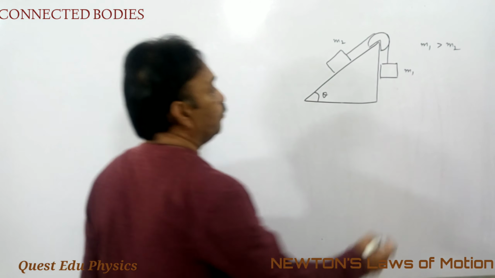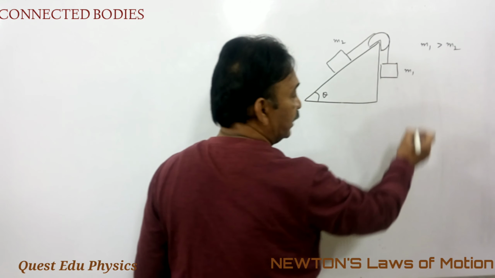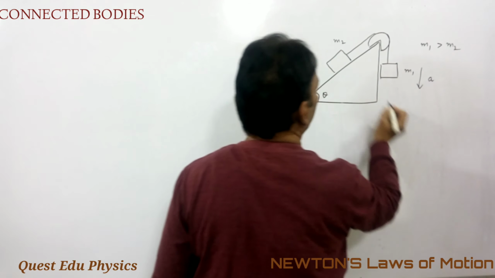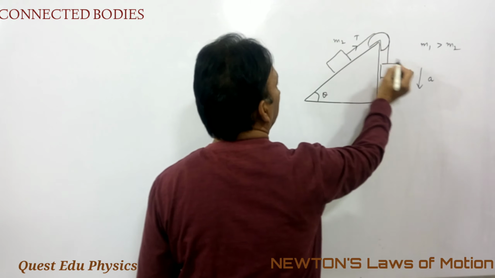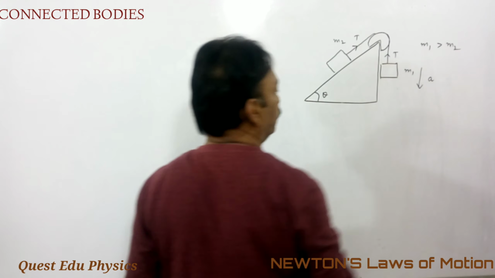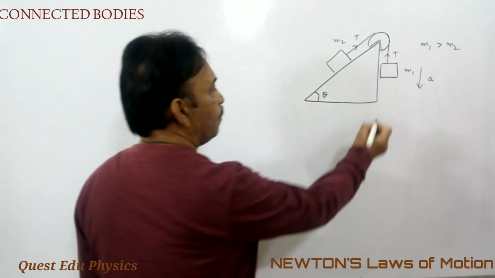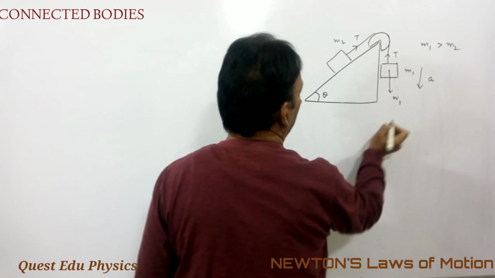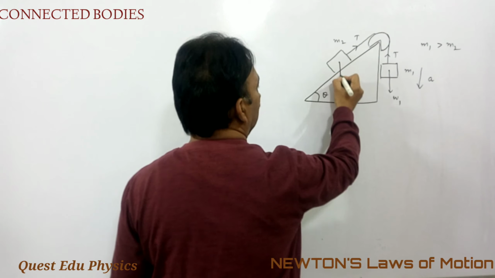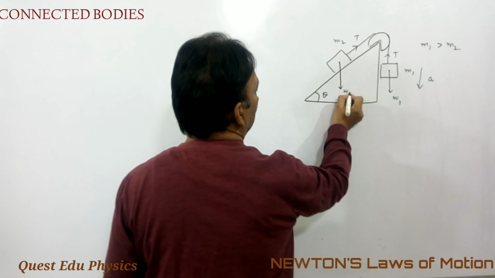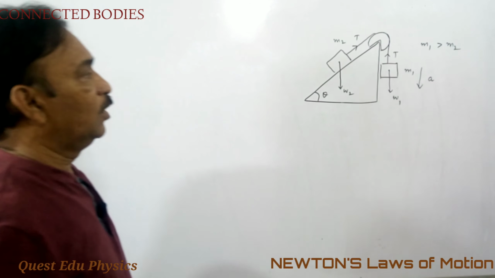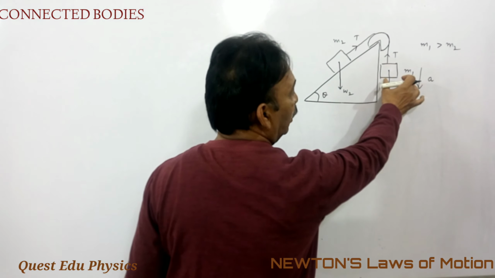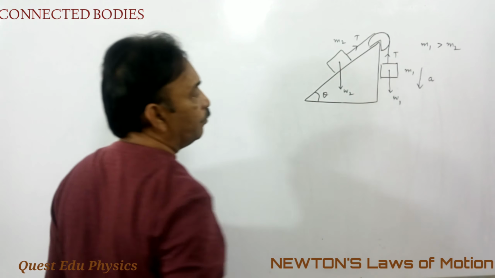Okay, students. Here, if M1 is greater than M2, obviously it will move down with an acceleration of A. And tension would be like this. It's a tension. And it's the weight of the body which is acting vertically downwards. Here it is the weight. It is W2. Okay, students. We are drawing the free body diagrams of mass M1 as well as M2.